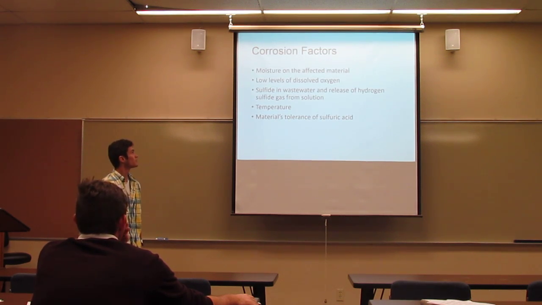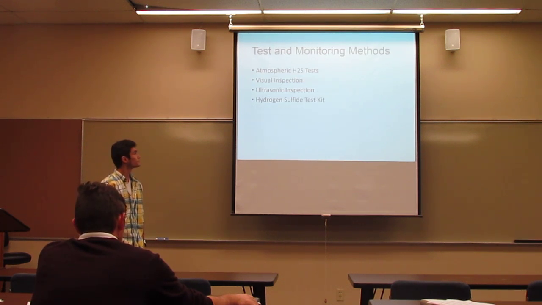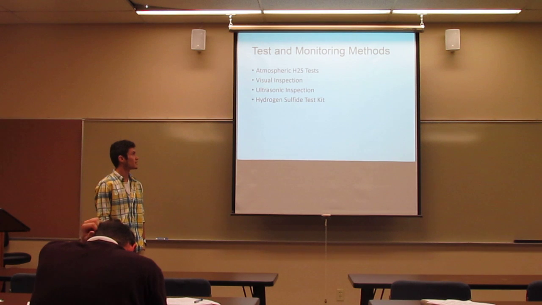Corrosion factors: moisture on the affected material, low levels of dissolved oxygen, sulfide in wastewater, and release of hydrogen sulfide gas from solution. Temperature, materials tolerance of sulfuric acid. Test and monitoring methods: atmospheric H2S tests, visual inspection, ultrasonic inspection, and hydrogen sulfide testing.